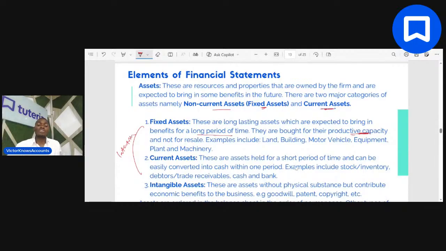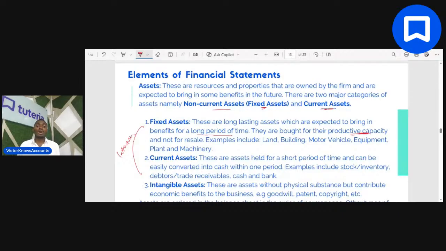Then current asset, on the other hand, is an asset that is held for a short period of time and can easily be converted into cash. All right. So they can include inventory. Inventory is goods bought for resale, whether it is a car. So far as you are buying them for resale. And of course, they must also be in your ordinary course of business. That is the normal thing that you are registered for, that you are doing normally. All right. So inventory. Then we have debtors. Another name for debtors is trade receivables. Those are the people that are owing you money.